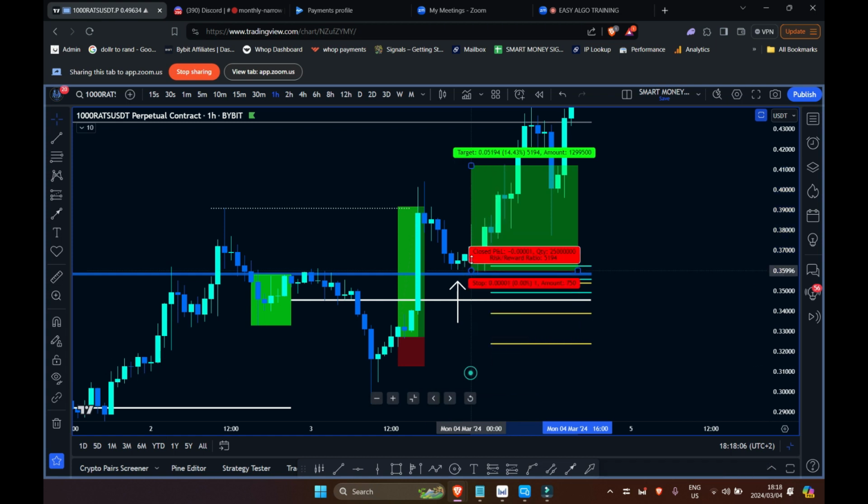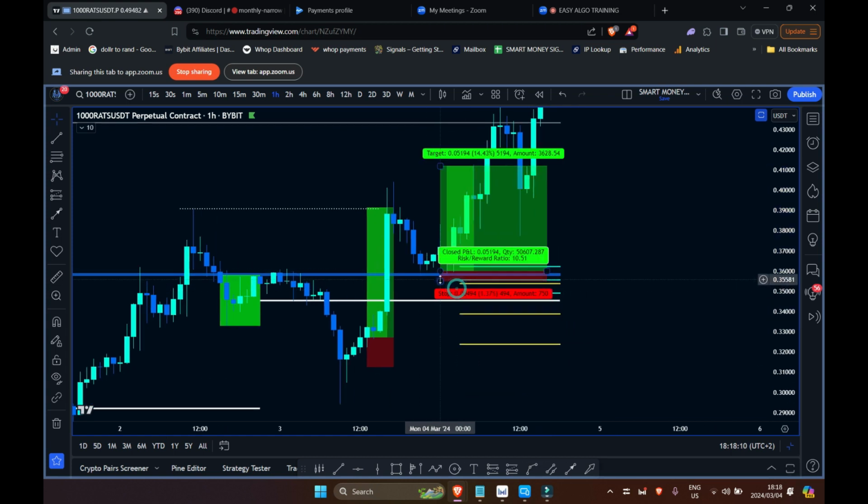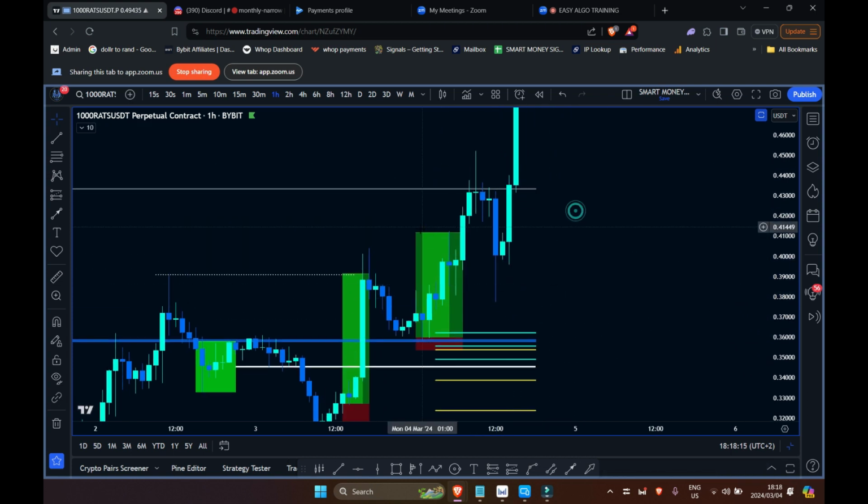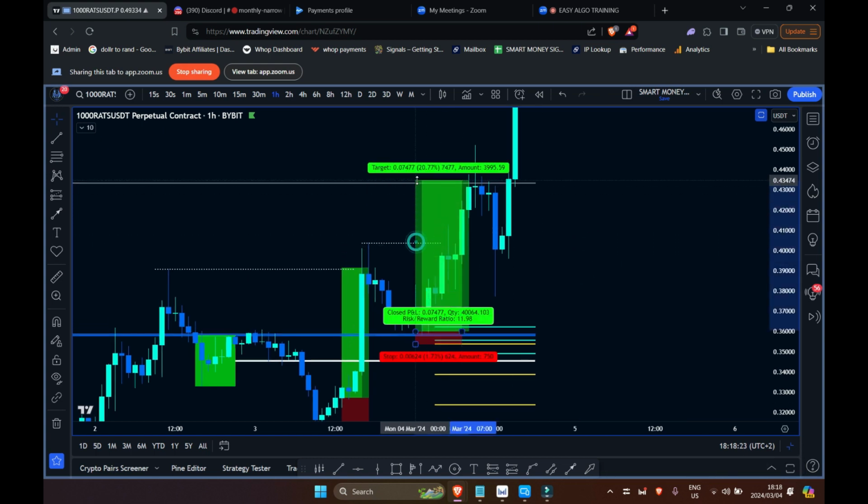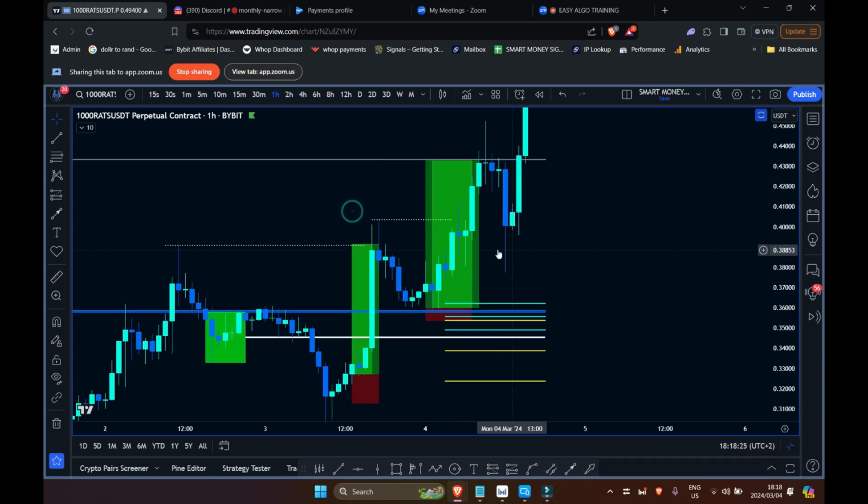Would have been over here. Stop loss would have been just underneath this previous month high, and we would have targeted either the middle of the range, like the top or the middle, or this liquidity line. So you can use both of them together, either targeting liquidity lines or targeting these resistance points.